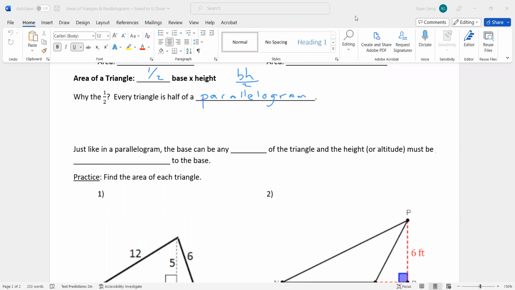Any triangle, if you basically double it, like flip it, you're going to get a parallelogram. So I'll just draw a parallelogram real quick. I cut it in half, see what you get, a triangle. So basically I'm cutting out half of the parallelogram when I'm finding the area of a triangle, which is where the 1/2 comes from. Just like in a parallelogram, the base can be any side of the triangle. And the height or altitude must be perpendicular to the base.